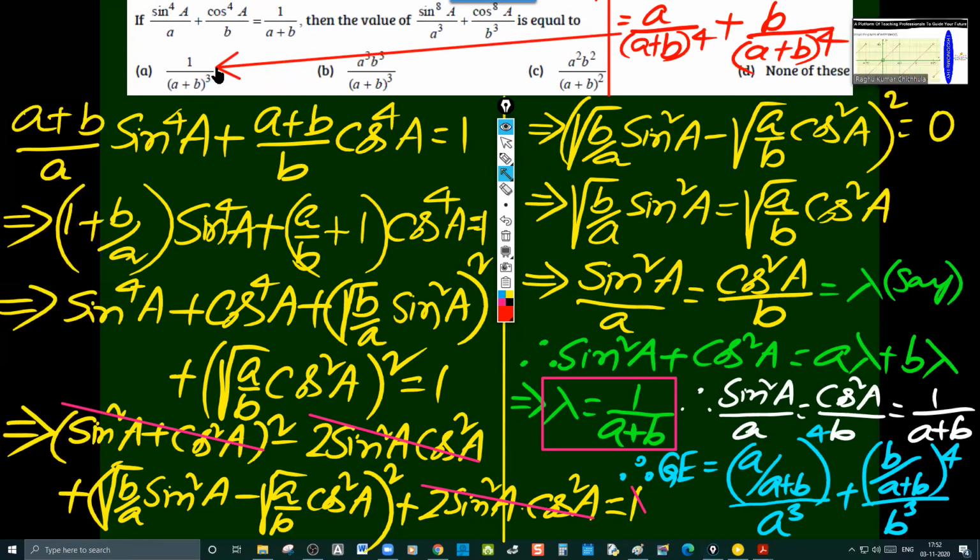1 by 1 by (A plus B) whole cube. That's it. See the length of the problem. I'm repeating it.